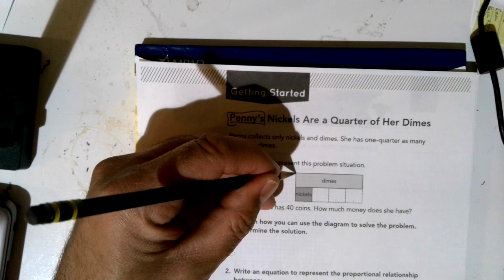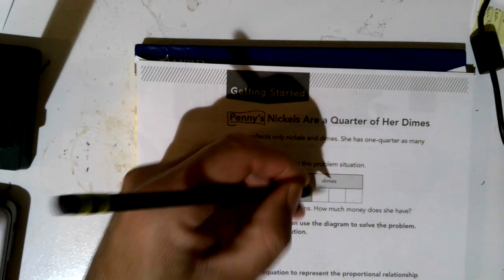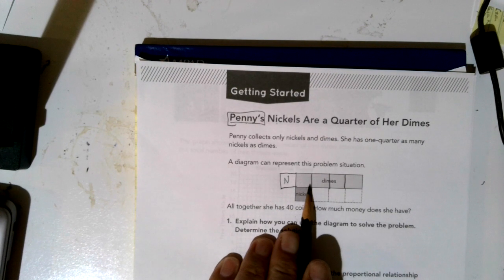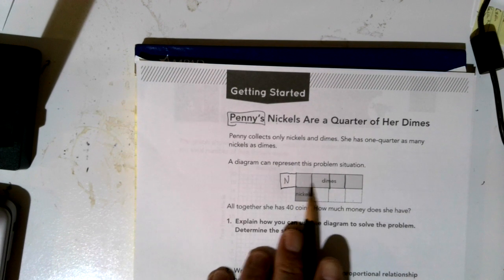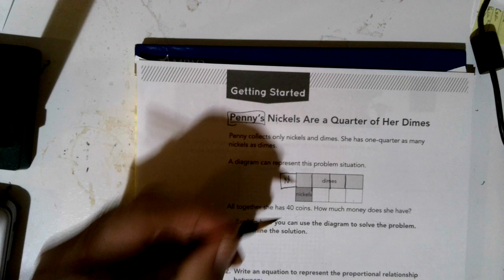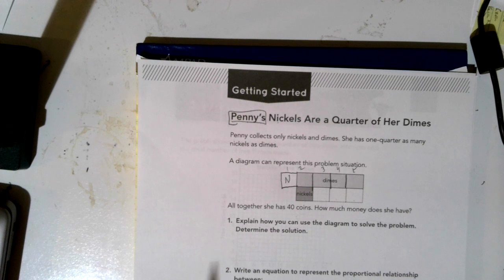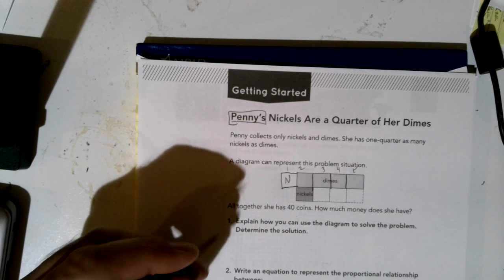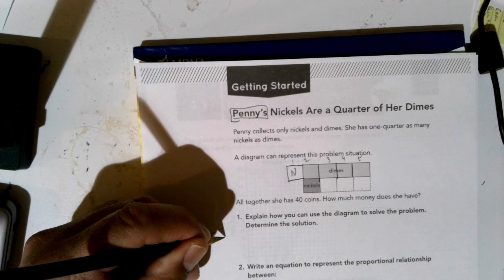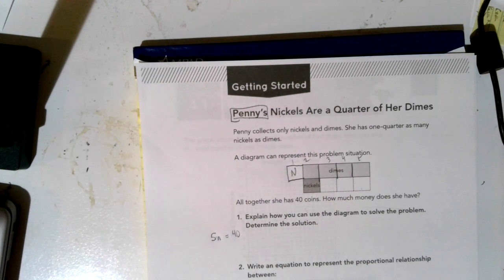Well, if these are all of hers, I'm going to write N for nickels, and her amount of nickels equals 1/4 the number of dimes. I can take the number of dimes, break it up into 4, and that equals the number of nickels she has. Okay, so I have 1, 2, 3, 4, 5 piles of coins, and they're all the same number of coins. All right. So if I have 5 times the number of nickels, that will equal 40.